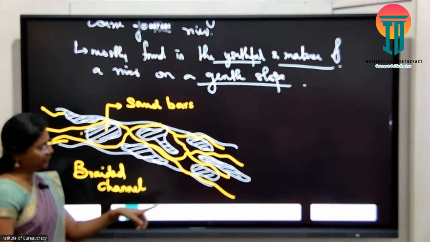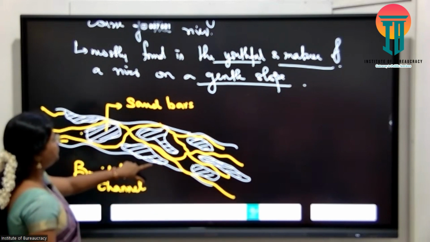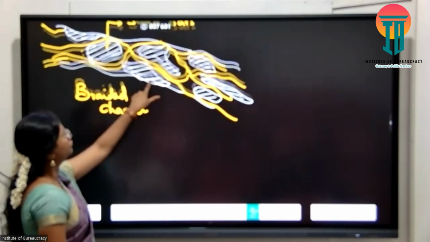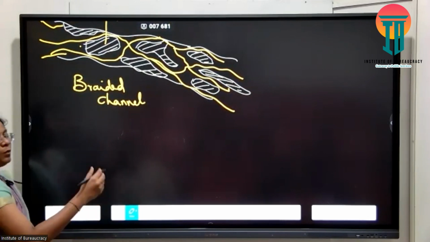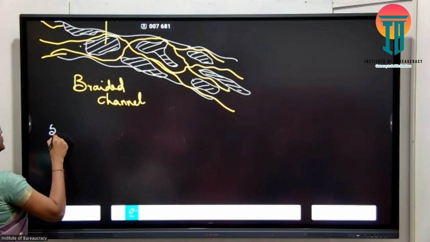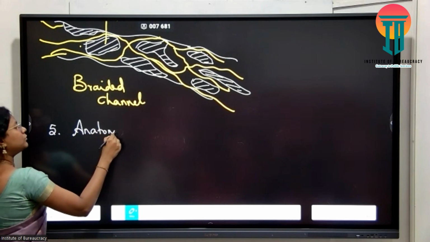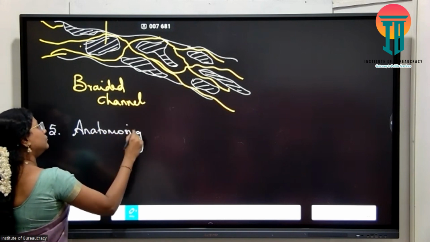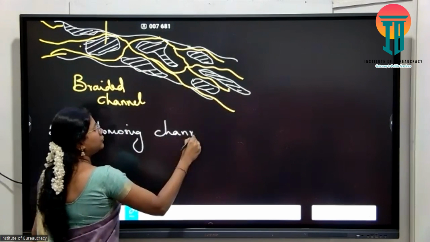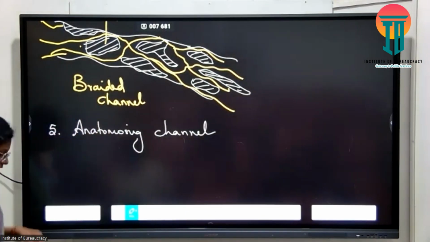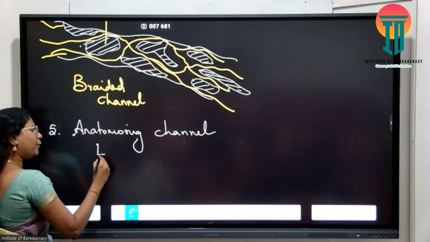Fine. Next important. What was that? Braided mudinjida. Fifth is known as anastomosing. Anastomosing channel is a special type of braided channel.